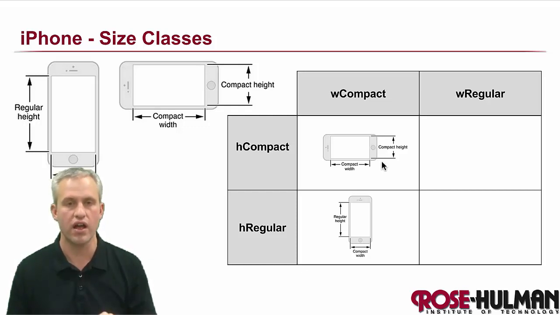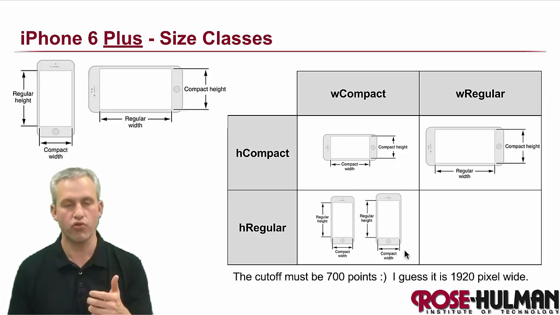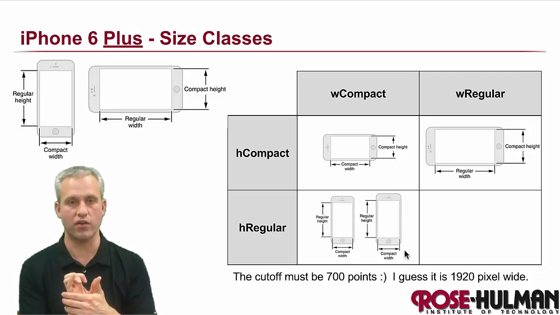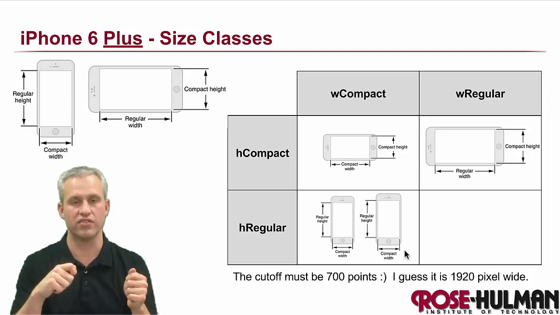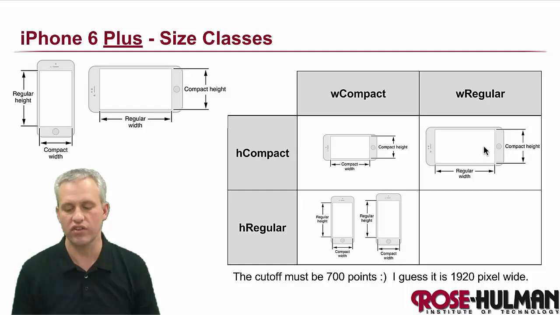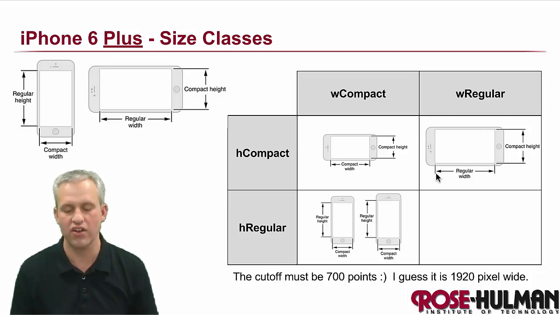They all fall in this category. The iPhone 6 Plus, they decided to do different. In portrait, they said it's regular, but it's compact width. That makes sense. But they decided that when you put it into landscape, its width was big enough to be considered regular. So it actually is the only thing right now in this other category of regular width with a compact height. So it's kind of interesting that they said the 6 Plus was different.